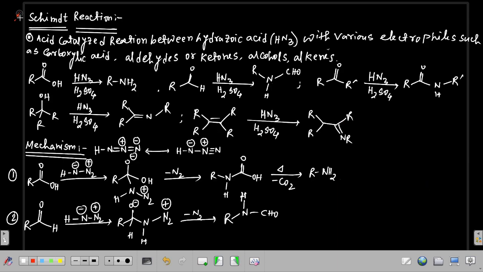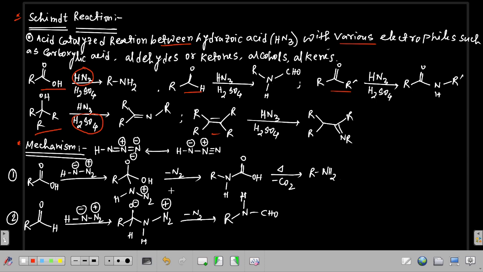Next, our next reaction is the Schmidt reaction. This is an acid catalyzed reaction between hydrazoic acid with various electrophiles such as carboxylic acid, aldehyde, ketone, alcohols, and alkene, in presence of hydrazoic acid and acid. We are using H2SO4 as acidic conditions. So we will see the mechanism of these reactions.